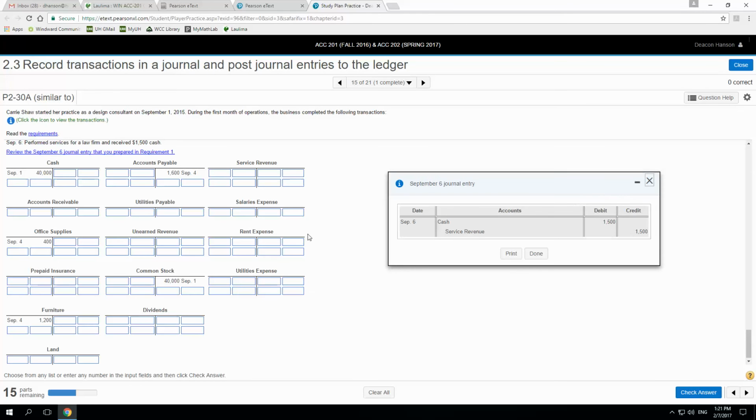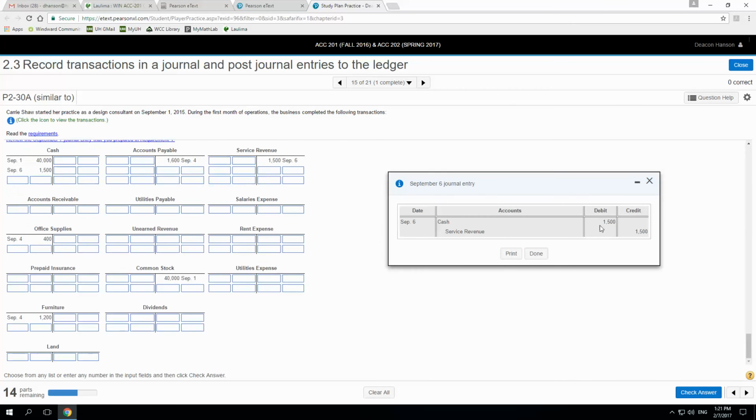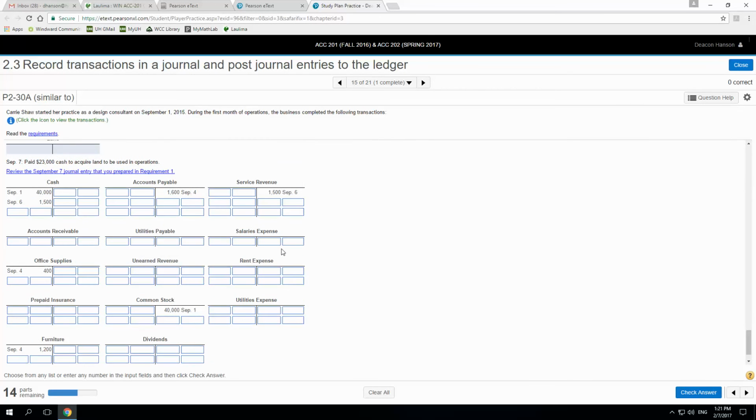So we're just building on top of what we already did. On the 6th, we have a debit to cash of 1,500. And we have a credit to service revenue. Where did service revenue go? You got to be able to see it quickly. Okay, 1,500. So far, so good. You guys see what's happening, right?